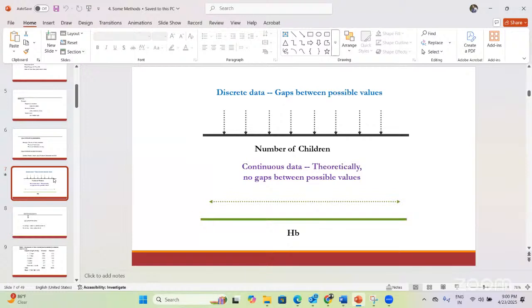In that picture it is clear. If we see the number of events, we can tell it is 5, it is 10, it is 2, or it is 6. But for hemoglobin or heartbeat, it may be anything within that range. So it is a continuous kind of data.